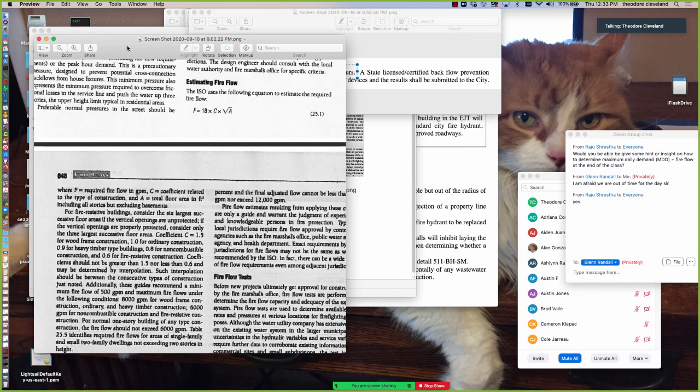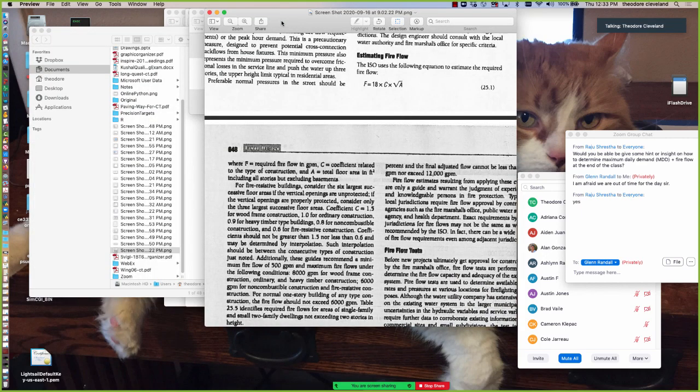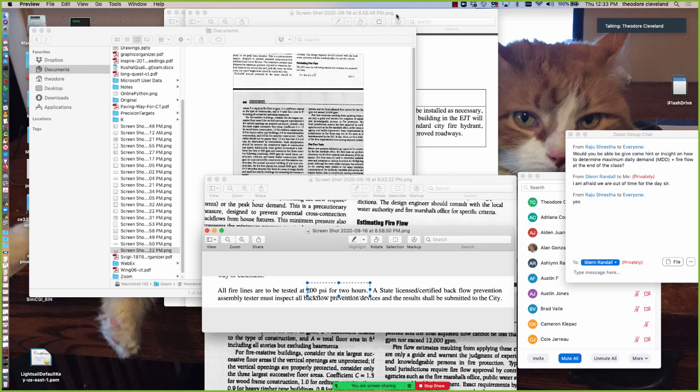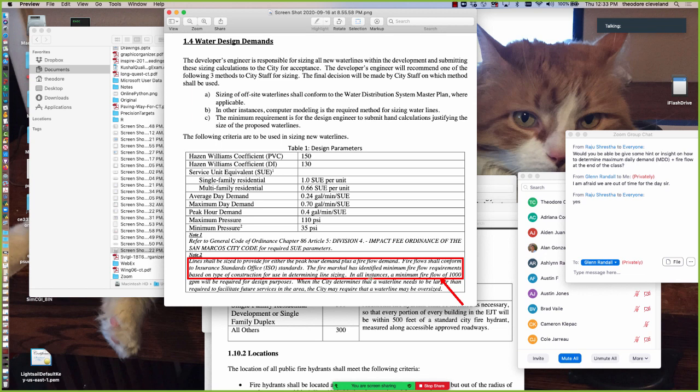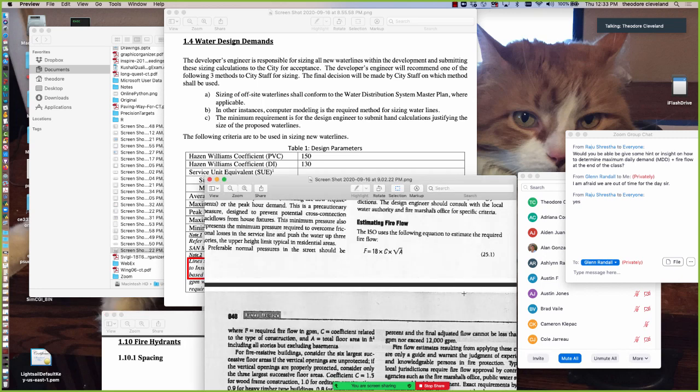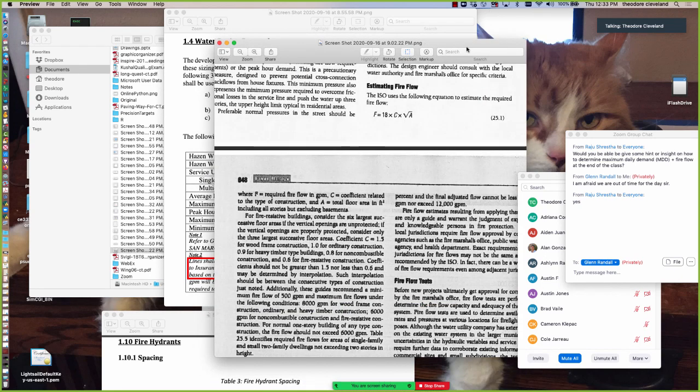And then from the water distribution system, there's an estimating fire flow description. It explains what's referred to in the San Marcos manual, because they reference the ISO studies, the Insurance Standards Office. This part of that chapter gives some guidance on the Insurance Standards Office. So that is the guidance for taking maximum daily demand plus fire flow.